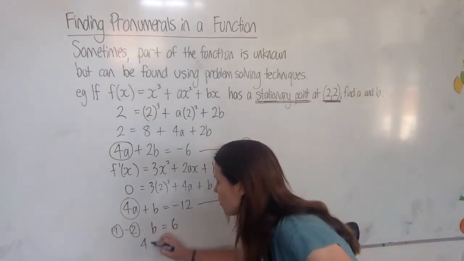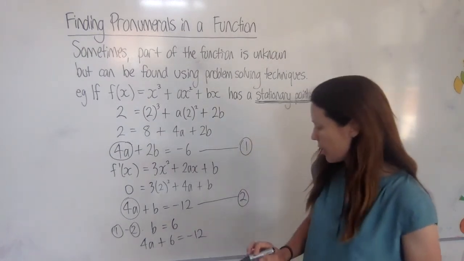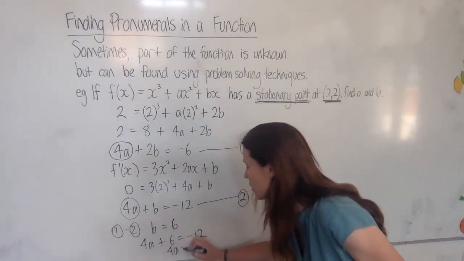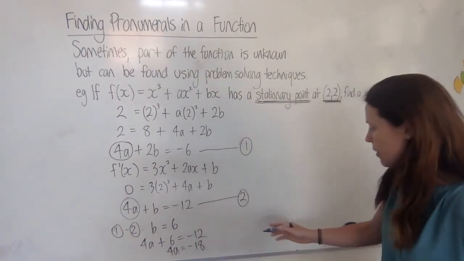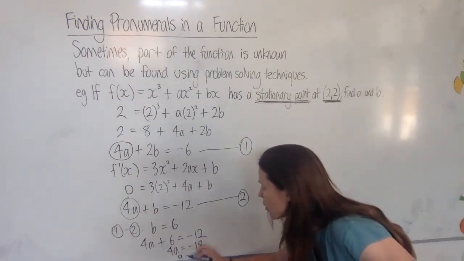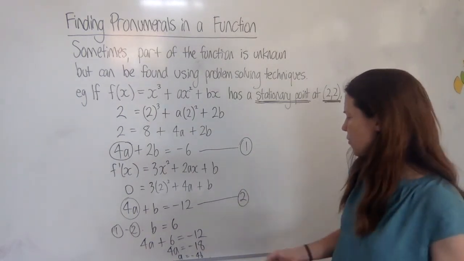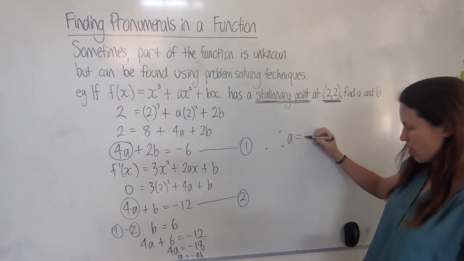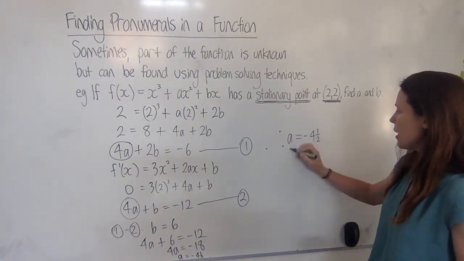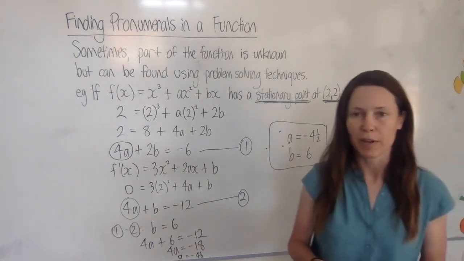So I can say 4a plus 6 is equal to minus 12. And then subtracting 6 from both sides, 4a is equal to minus 18. And I've run out of room down there, but I can squeeze it in, probably a equals minus 4.5. And then to finish it off, I would finish my question by saying a equals minus 4.5 and b equals 6. Put a nice box or something around it so it's really clear what your final answer is.